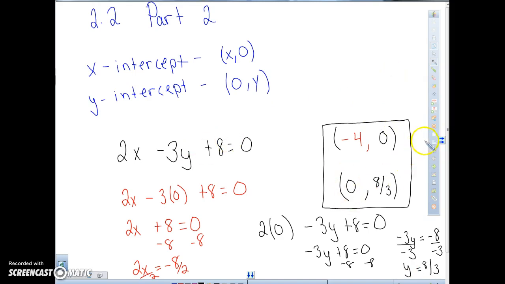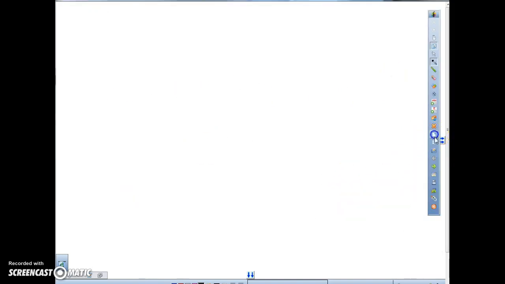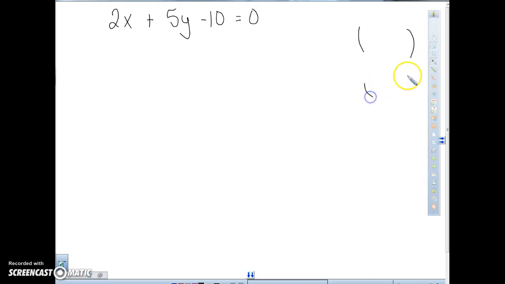Okay, let's do another one. So I want you to pause the video after I write the problem down, and I want you to find the x and y-intercept on this one before we do it together. Remember, you need to make your two sets of parentheses with the diagonal zeros. Okay, so let's get started. Hopefully you've already done the problem and are ready to go.